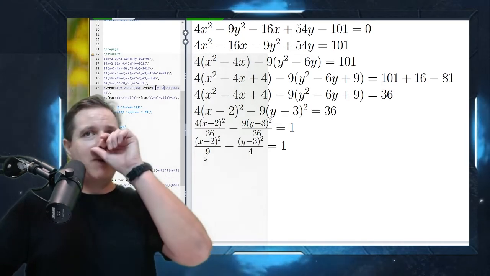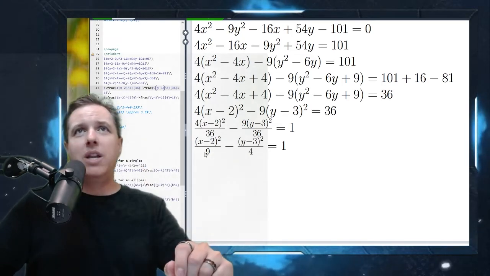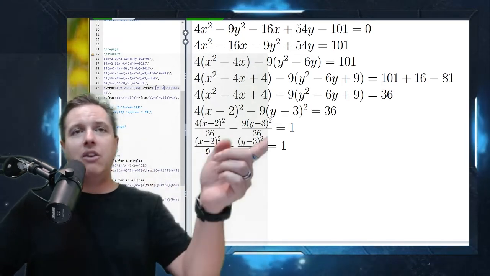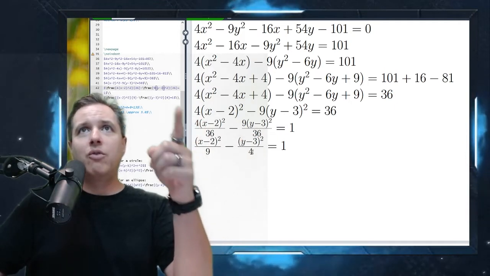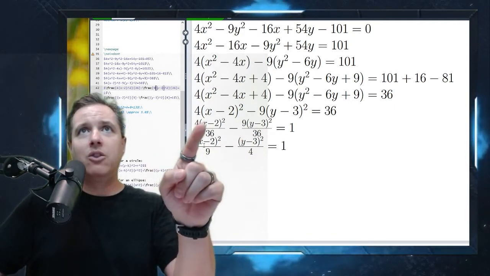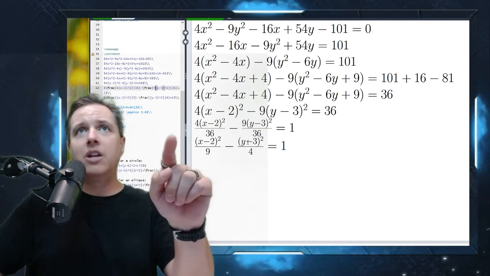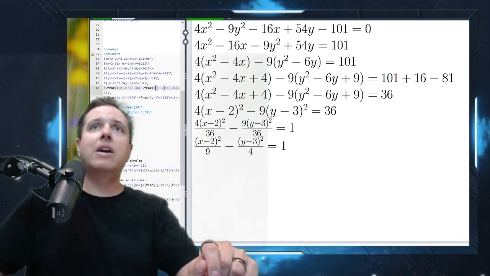And then we want to keep in mind, we don't know what these values do yet, but we're going to take the square root of 9 to get 3. We're going to take the square root of 4 to get 2. The 3 is going to be in the horizontal dimension. The 2 is going to be in the vertical dimension. So just keep track of those.